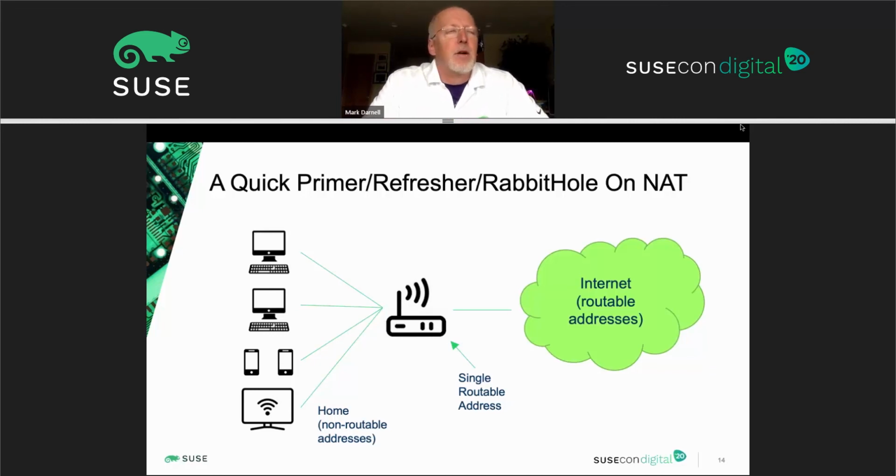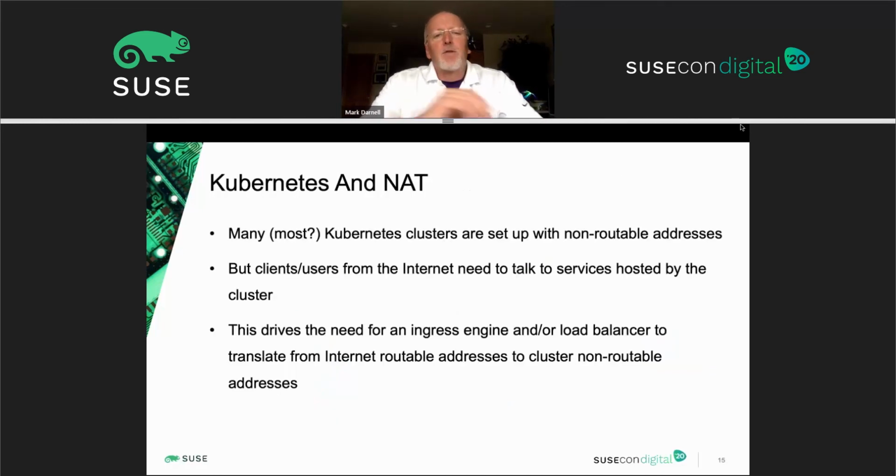Why does this matter? It matters for the following reasons. One, many, potentially most, Kubernetes clusters are set up with non-routable addresses. They're set up inside a company network or inside a data center, and you don't assign official internet routable addresses to those. But here's the rub if you do that: clients and users from the internet have to talk to services that are hosted by that cluster. So how do you make that happen?